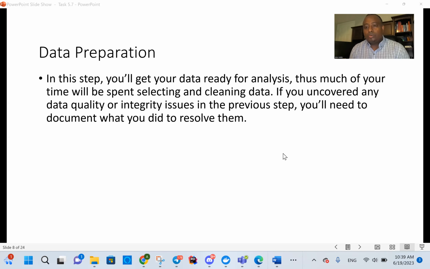Once we know what the data is, we are going to prepare it for the following actions. In this step, you will get your data ready for analysis. Much of your time will be spent selecting and cleaning the data. Once we uncover any data quality or integrity issues in the previous step, we will need to document what we need to resolve them and keep it ready for actual analysis.